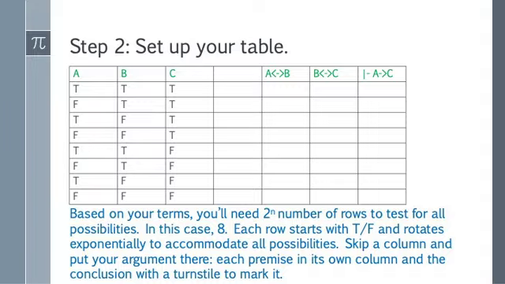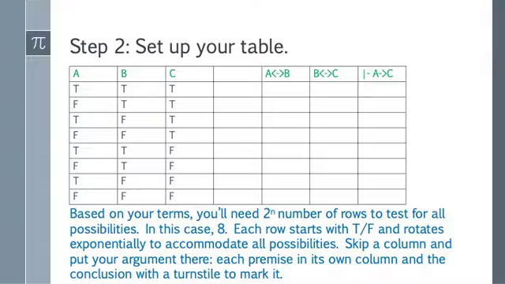Based on your terms for a full table, you'll need 2 to the nth number of rows to test for all possibilities. In this case, there will be 8, right? 2 to the third is 2 times 2 times 2, 8 rows. So each row starts with true and false, and it rotates exponentially to accommodate all possibilities.